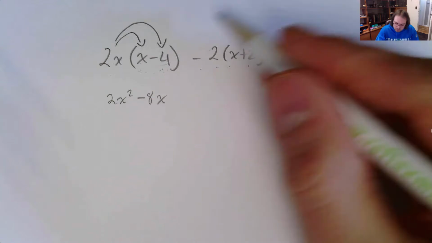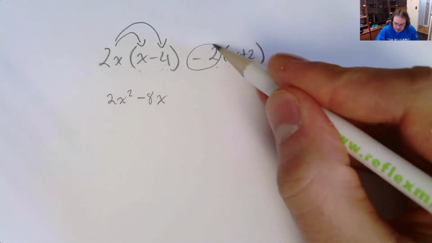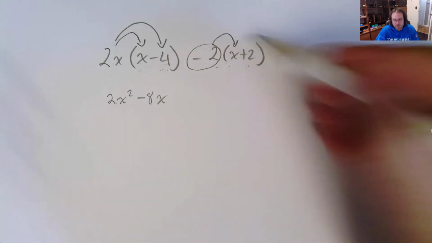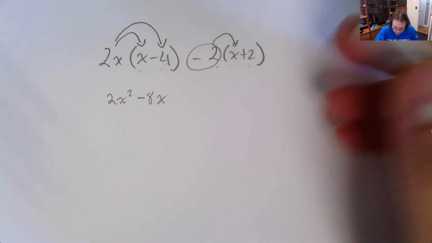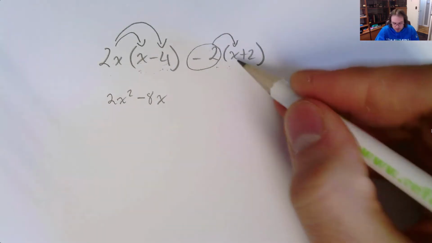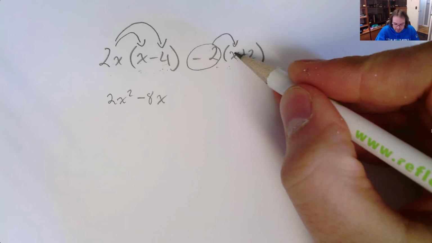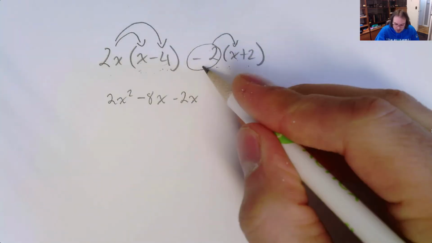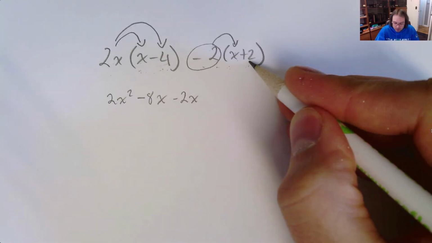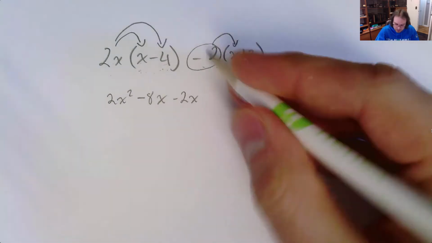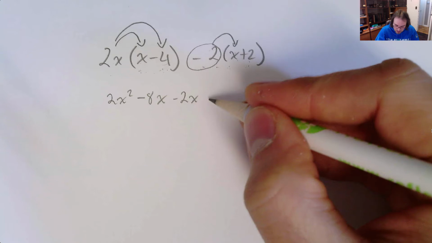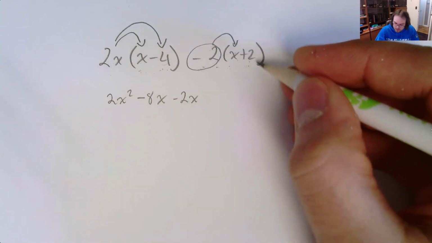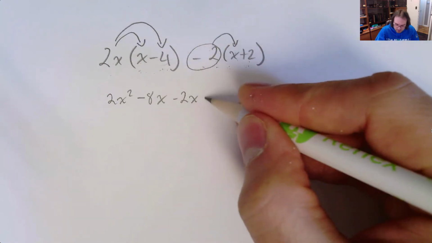Now, for this one here, we're going to go negative 2 multiplied by everything in this bracket. We're going to use the distributive property here as well. So negative 2 multiplied by x gives me negative 2x. Then I'm going to go negative 2 multiplied by positive 2, and that's going to give me minus 4.